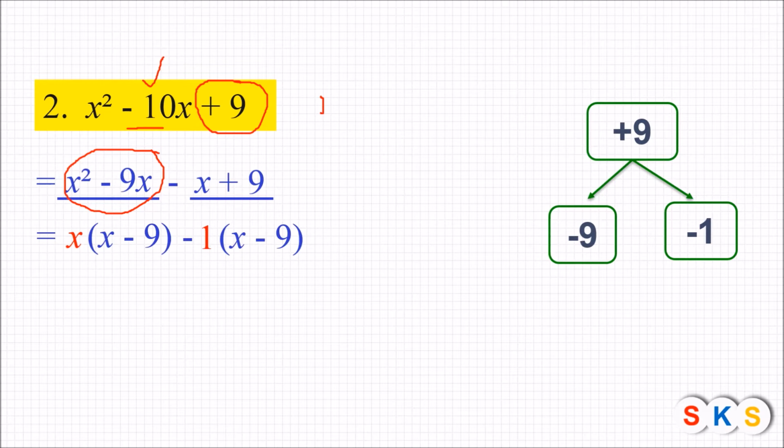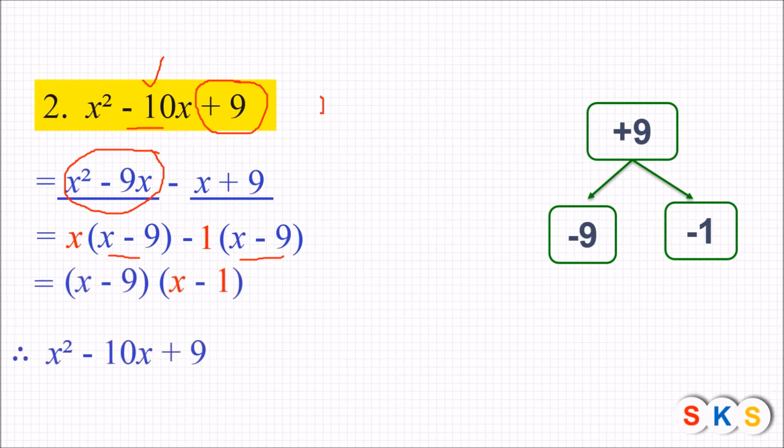Now look over here. What is common in these two groups? The common is x minus 9. So first we will write x minus 9 in the first bracket. In the second bracket we will write the remaining one, that is x minus 1. So what we will get here? x minus 9 into x minus 1. Therefore x square minus 10x plus 9 is equal to x minus 9 into x minus 1.